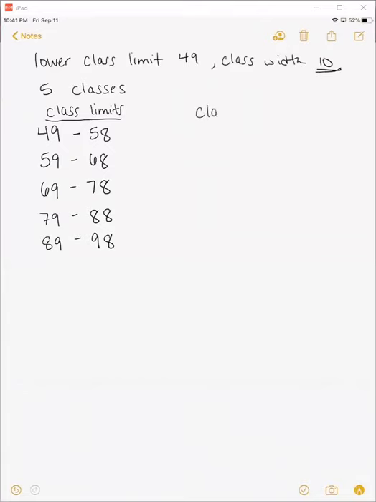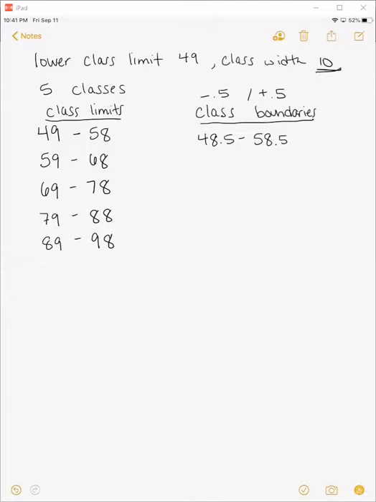My class boundaries, we create these so that when I create my histogram, the bars touch. Because if I just created bars with class limits, you'll notice that there would be a little bit of a gap between them. So for class boundaries, we subtract 0.5 from the lower class limits and then add 0.5 to the upper class limits. If I do this for my first class, subtract 0.5 from 49, I get 48.5. And then add 0.5 to 58, I get 58.5.